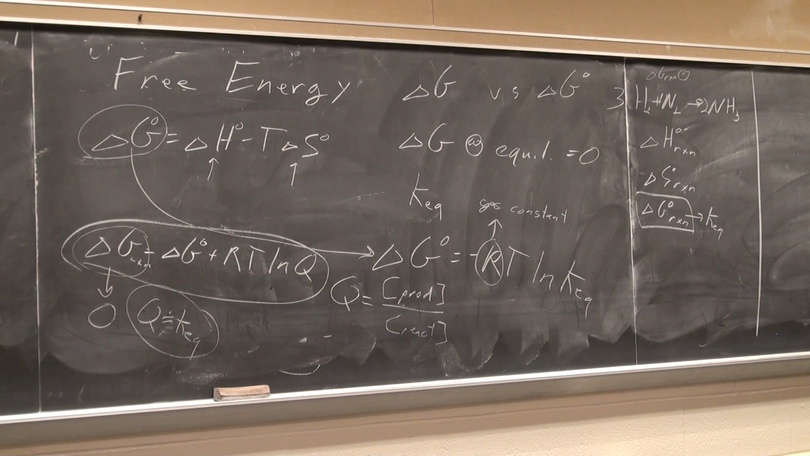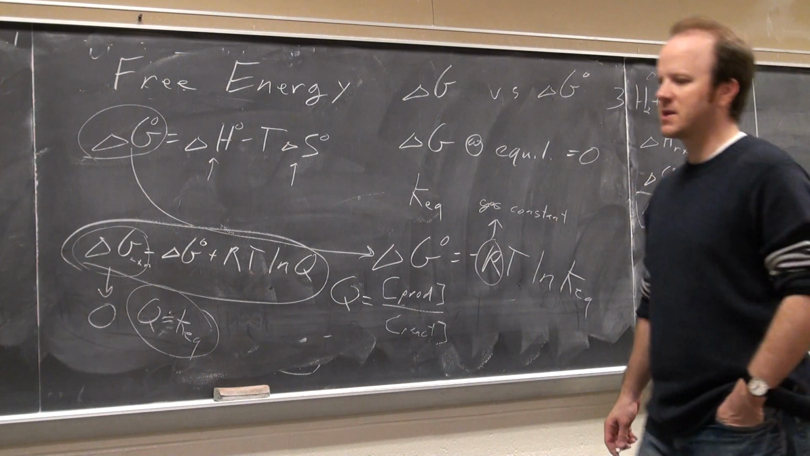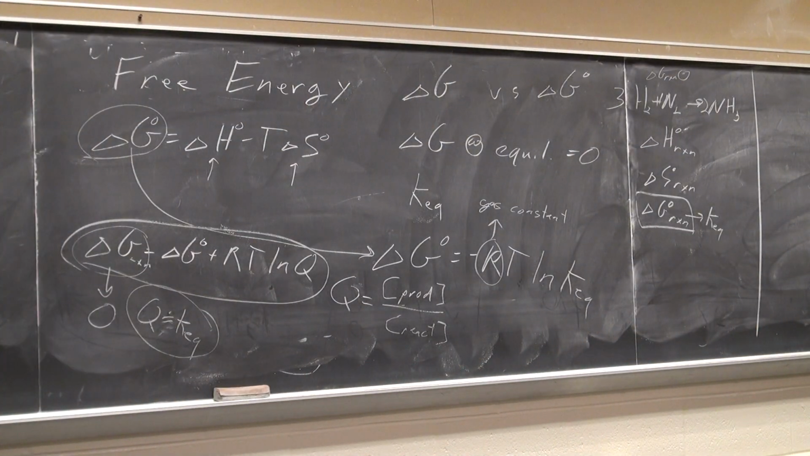Is it always true that if the equilibrium constant is greater than 1, then it's going to be favorable, and if it's less than 1, it's going to be not favorable? Yeah, that's always true. So this comes from, let me just make sure the camera's still recording here. Good?